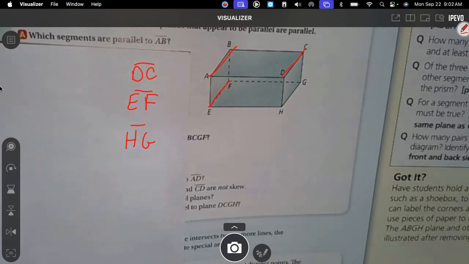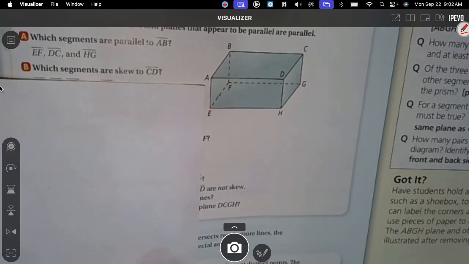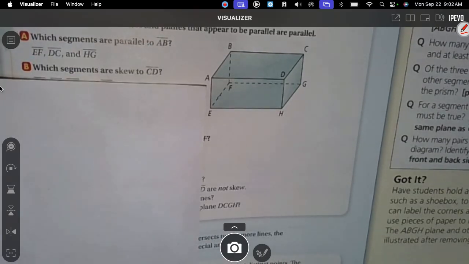Does everybody understand that? Oh, I should mark. Those all run parallel the same way. All right, so that would be the first type of question. Which ones are parallel? Then it might ask you, which segments are skew to CD. That means they'll never cross it, but they cannot be parallel to it. They cannot run the same direction, but they won't ever cross it.